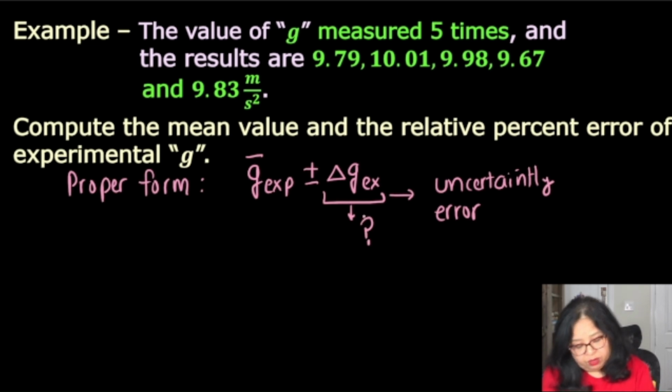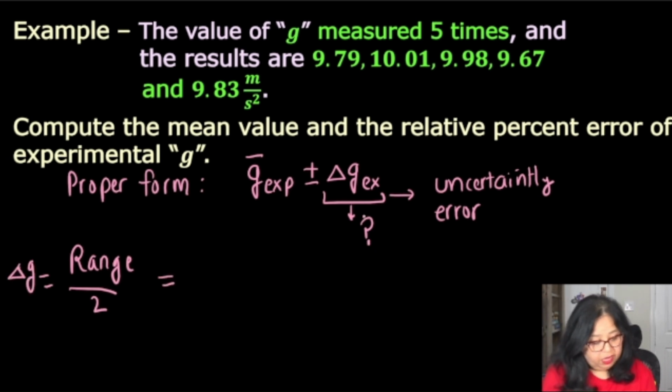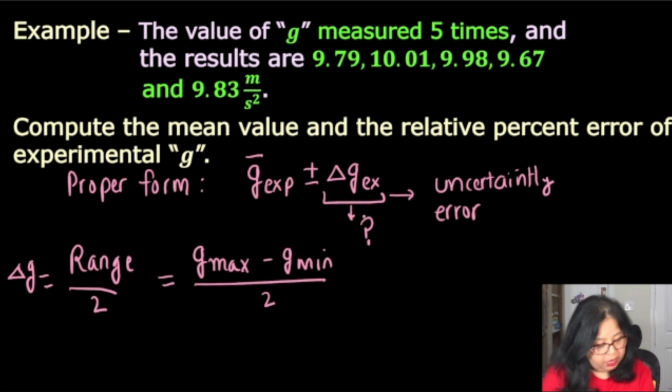A very primitive way to do it will be to find the range of the data and divide it by 2. And that is your delta g. So for this case, to find the range of the data, we'll find g max minus g min and divide by 2. So in this given data, what's the highest value of g? 10.01. And what's the smallest value? 9.67.